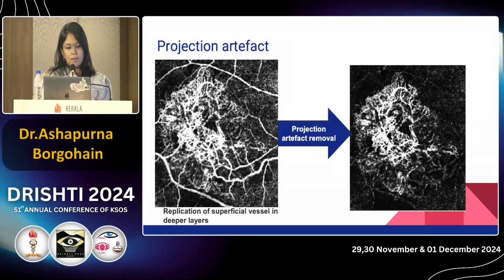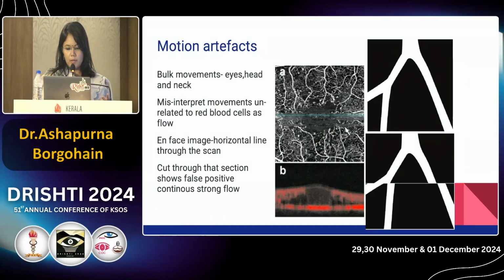So this is the most common artifact which we see in OCTA, the projection artifact. It is the replication of superficial layers in the deeper layers. But due to the advanced technologies, the advanced software, this projection artifact can be removed, and we can get only the abnormal, only the pathological appearance.